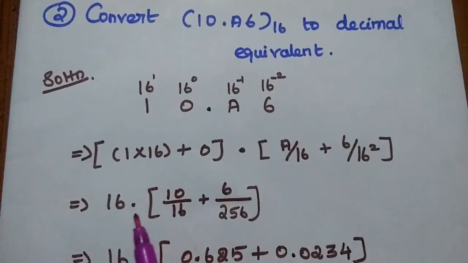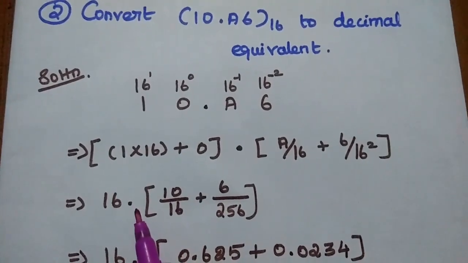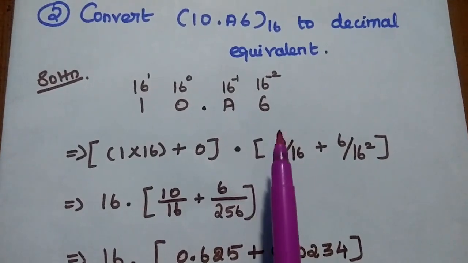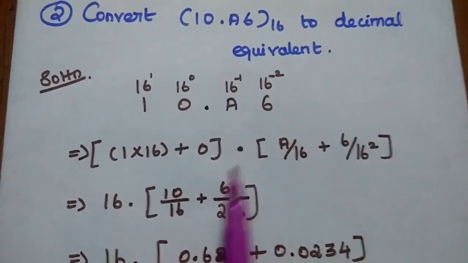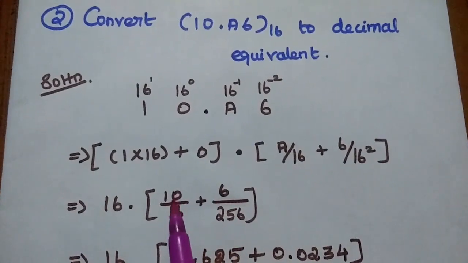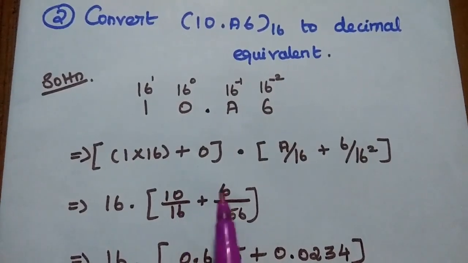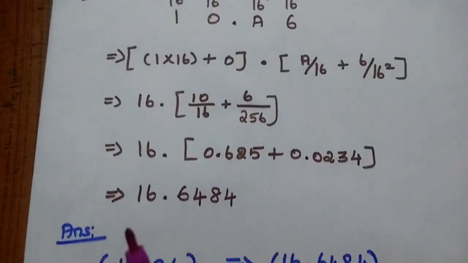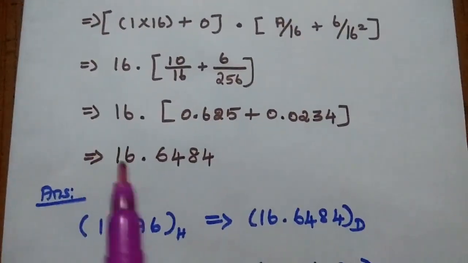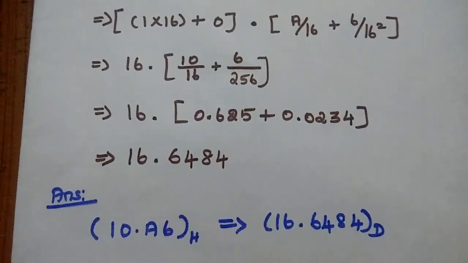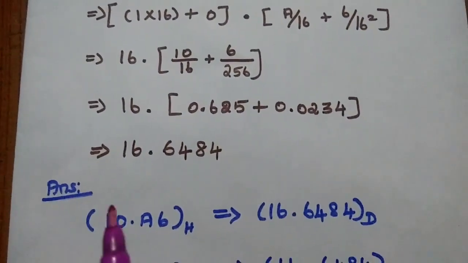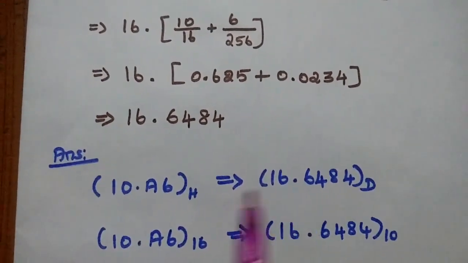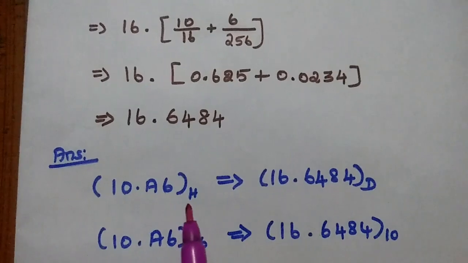Here 1 into 16 is 16. A is nothing but 10. In hexadecimal, A represents 10. So 10 divided by 16 plus 6 divided by 256. After that, we obtain the value as 16.6484. Finally, we have the equivalent decimal value for the given hexadecimal number.